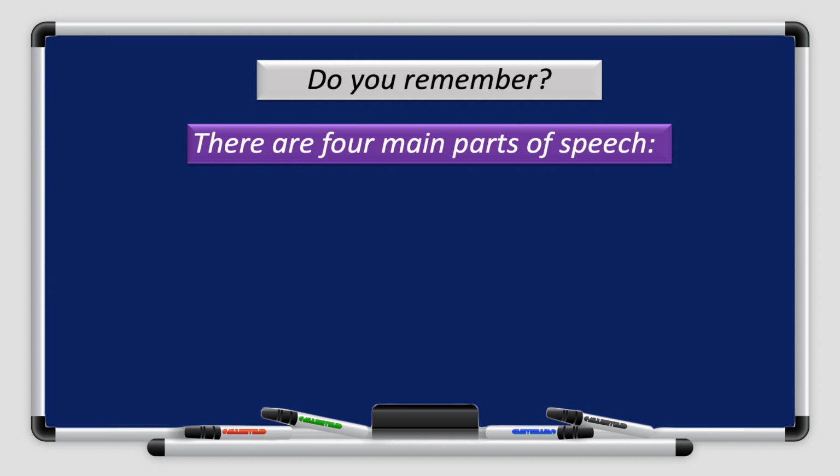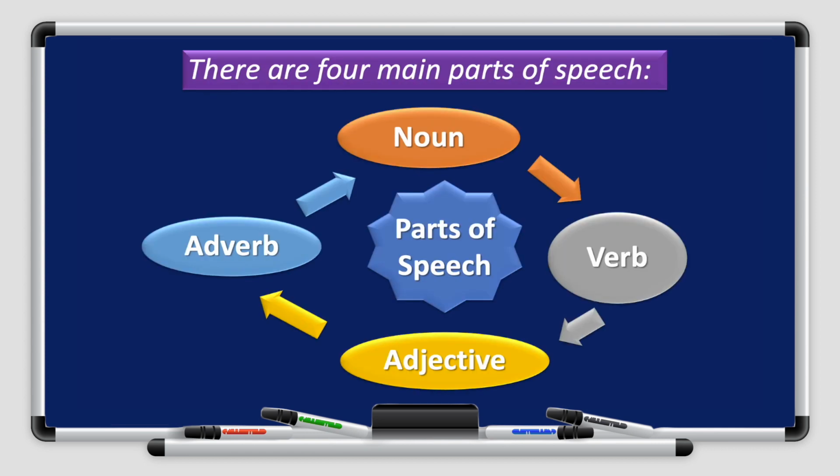Do you remember from the previous episode, we said that we're going to focus on 4 main parts of speech. What are they? We have nouns, verbs, adjectives, and adverbs. We said nouns are words that name things. Verbs are words that show an action. Adjectives describe nouns, and adverbs describe verbs.